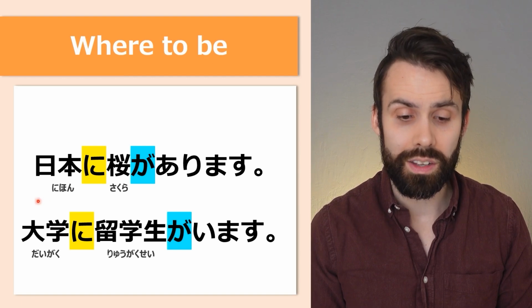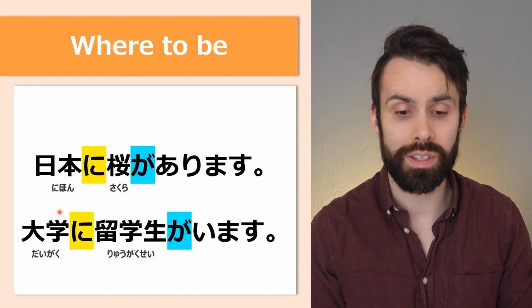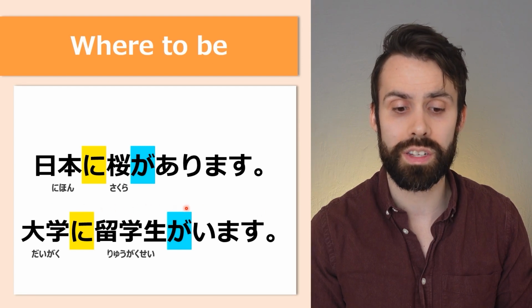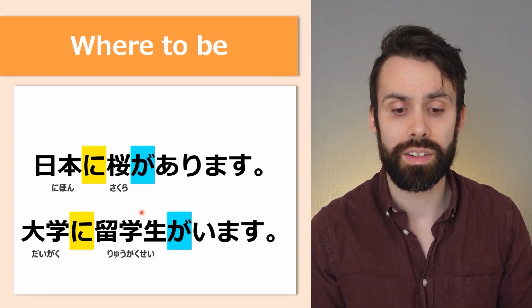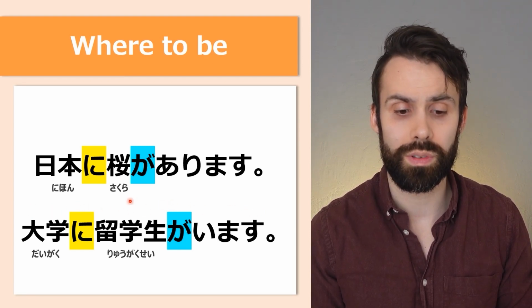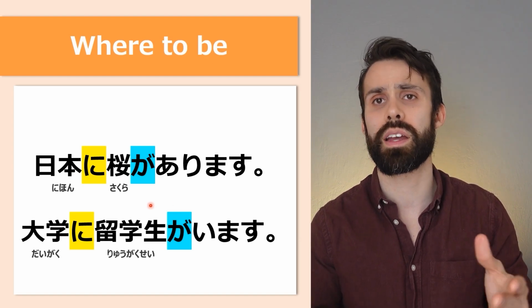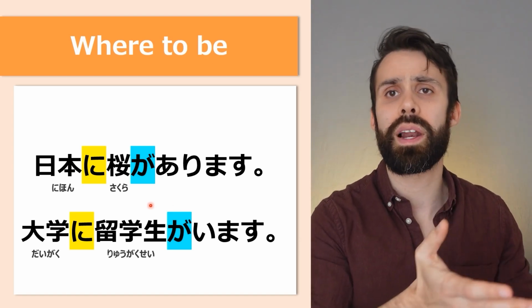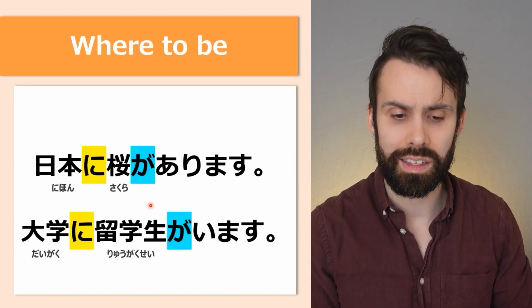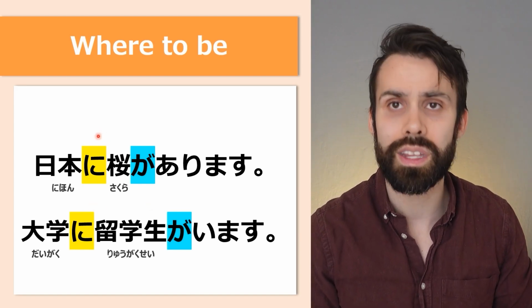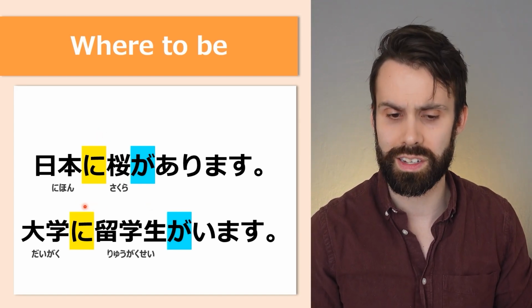Daigaku ni ryugakusei ga imasu. So in the university, there are exchange students. So daigaku ni ryugakusei ga imasu. So we can locate things by naming the place and then adding ni. Nihon ni, daigaku ni, and then say what is.